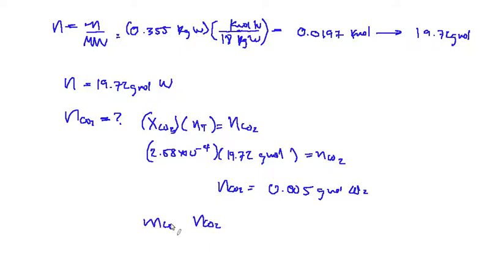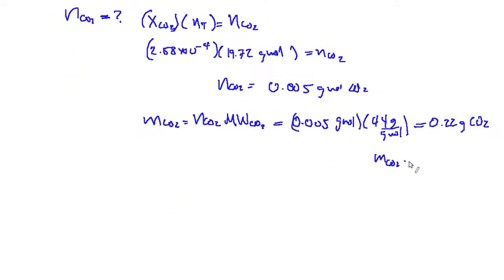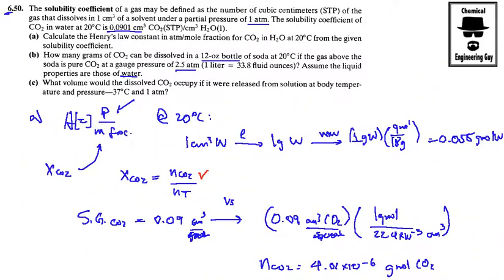How do we get mass of CO2? Just by multiplying the molecular weight. How much is molecular weight? It's 44 grams per gram-mole. So doing this operation, I got 0.22 grams of CO2, which is the answer to the question. It's not that much, but I assure you guys that when you don't have those 0.22 grams of CO2, you wouldn't be able to feel the refreshing or the bubbling effect, the sparkling effect of the soda.